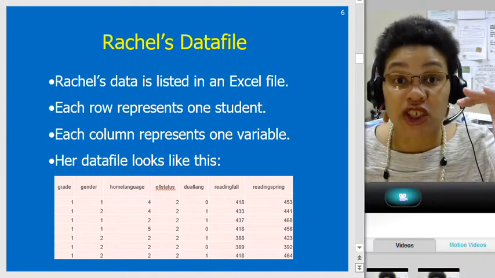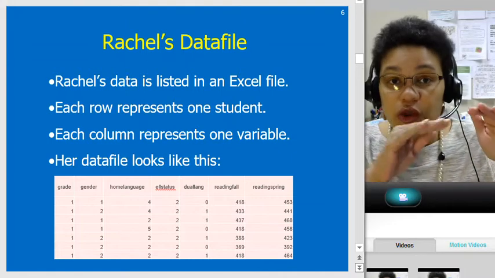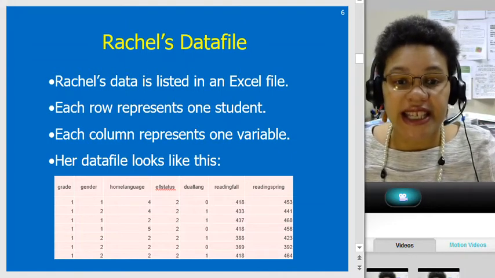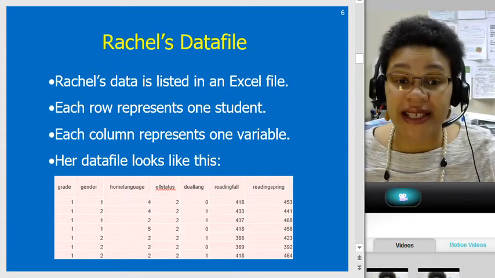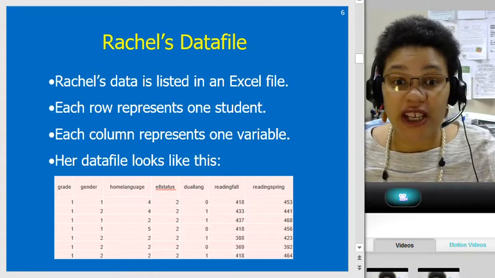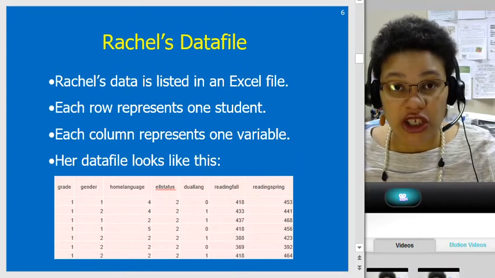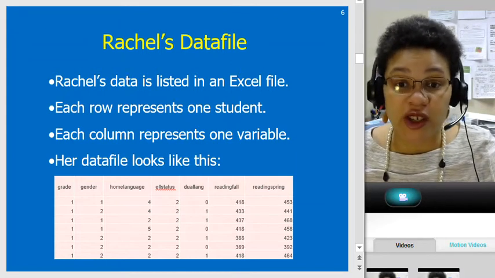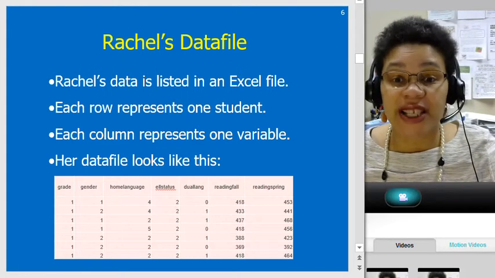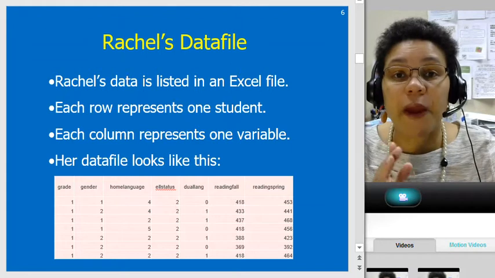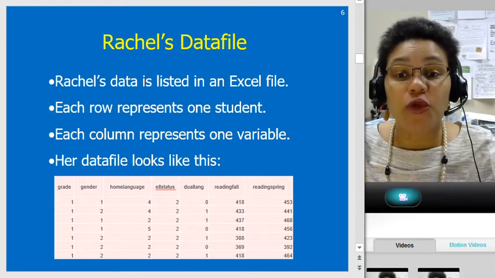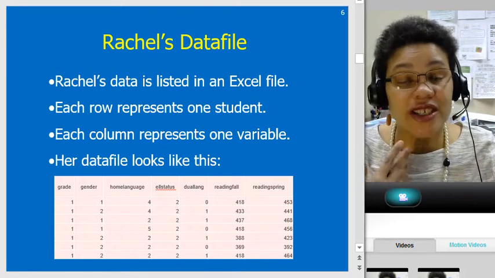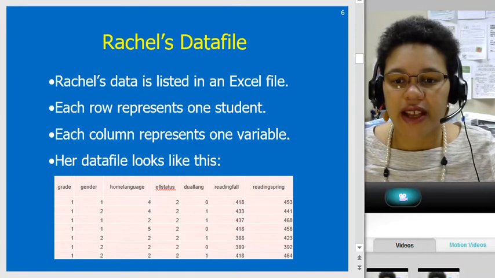Let's say the first variable is grade. Each row is one student. So that first student is in first grade. Gender is one. With the code book we don't know if one stands for male or female. Home language, again, we would need the code book to know what number four is. ELL status, whether they're an English language learner, we need the code book to know what two is versus what one is. Whether they're in a dual language setting, now this I remember. Zero meant that they were not in a dual language setting, and one meant they were in a dual language setting. Their reading scores in the fall, and their reading scores in the spring. Okay, for that student.